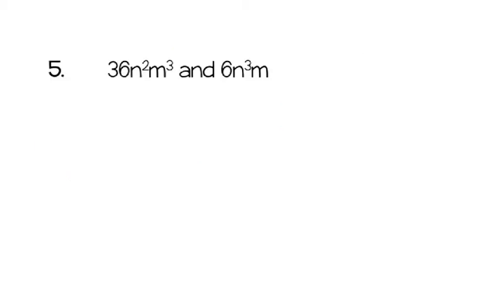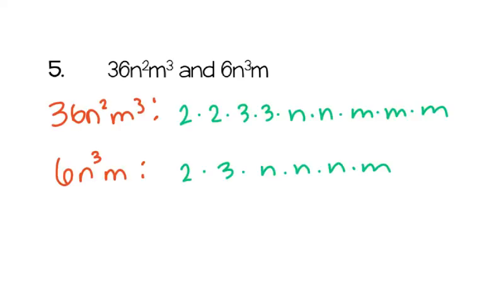Okay, a couple more. So 5, 36n squared m to the third, and 6n to the third m. So especially if you didn't get the last one right, you definitely need to try this one on your own. Try this one on your own and see if you get the right answer, and then come back and check. Okay, I've listed all of the factors, breaking it down into prime factorization for each of these numbers.